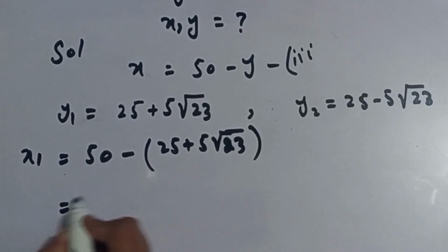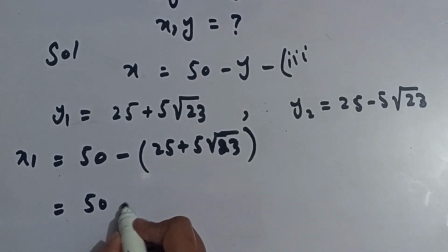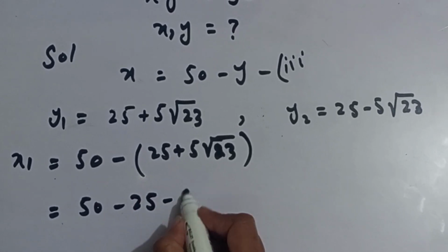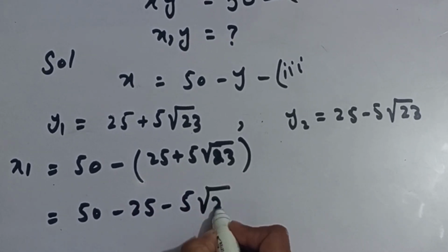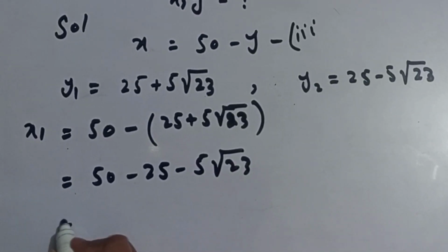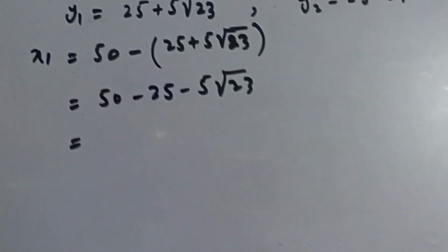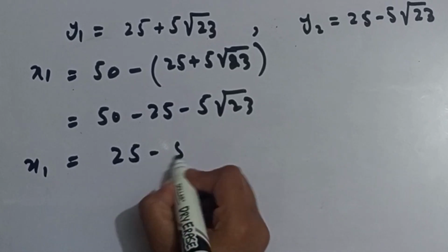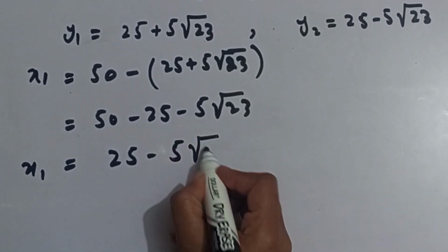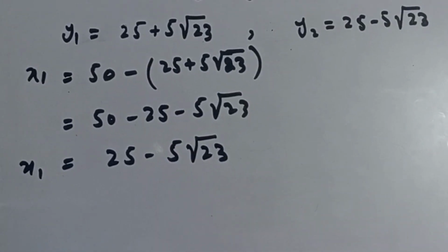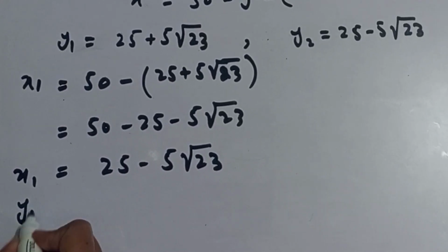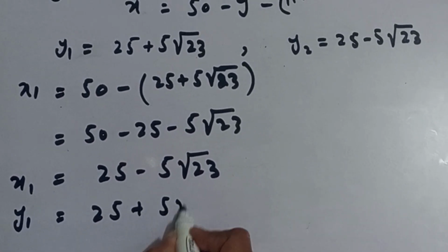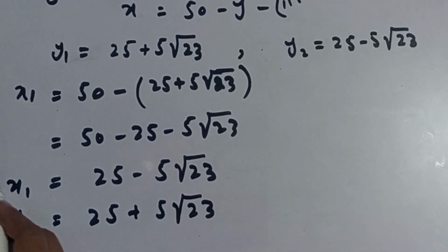So this is equal to 50 minus 25 and minus 5 times square root 23. 50 minus 25 is 25. So x1 is equal to 25 minus 5 times square root 23. And in this case y1 is 25 plus 5 times square root 23.